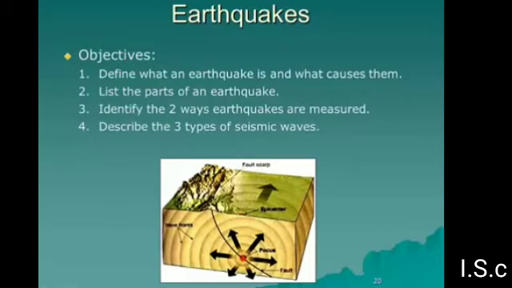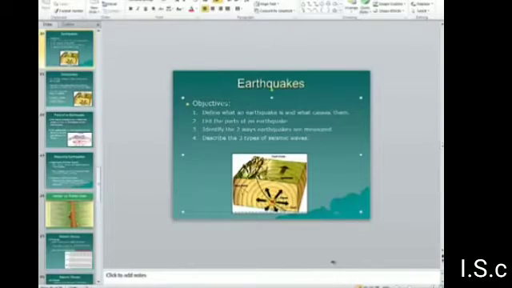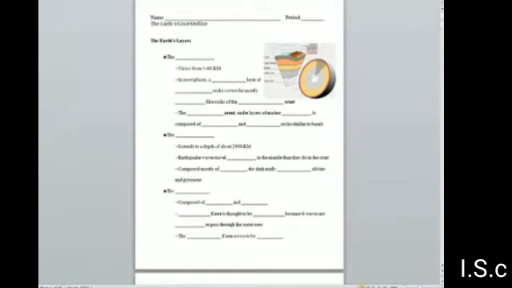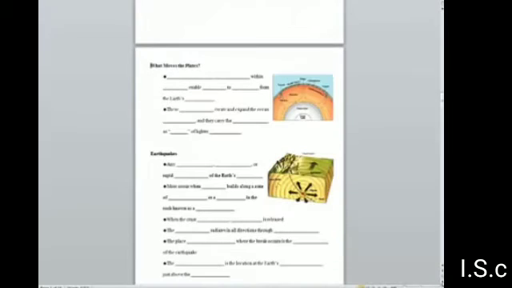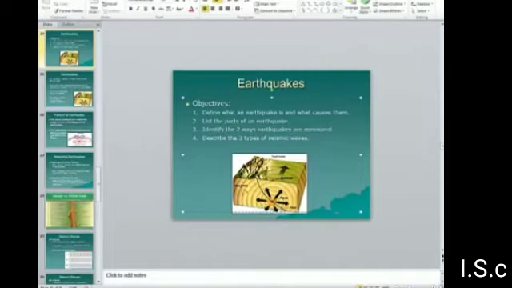Hello everybody, today we are going to focus on earthquakes. So we're going to do a quick overview of earthquakes. Please make sure you have this worksheet out, your outline notes, and we are on page 6. We'll start right here with earthquakes, and let's get started.